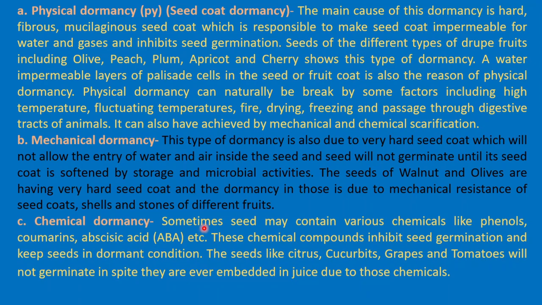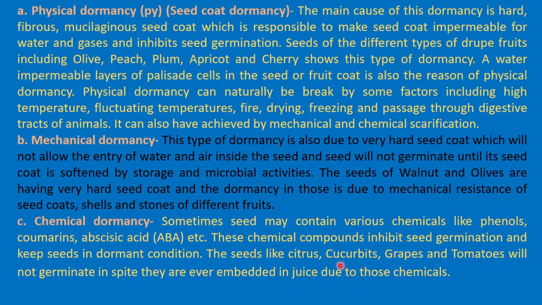Now the last type of exogenous dormancy is chemical dormancy. Sometimes seeds may contain various chemicals like phenols, coumarins, abscisic acid, etc. These chemical compounds inhibit seed germination and keep the seed in a dormant condition. So seeds like citrus, cucurbits, grapes and tomatoes will not germinate in spite of being embedded in the juice due to their chemicals.